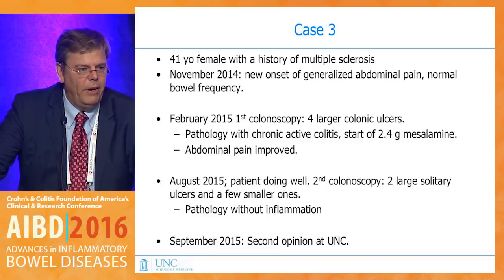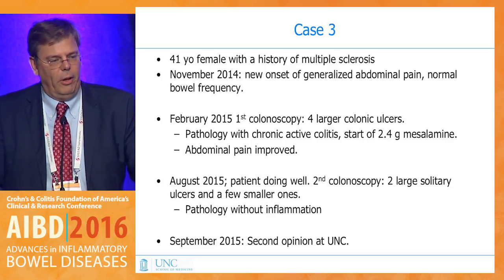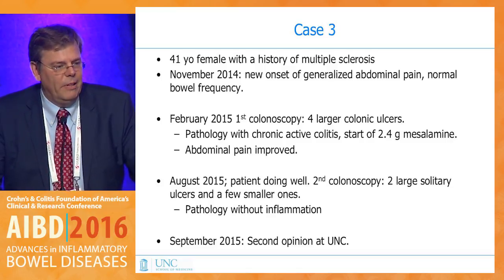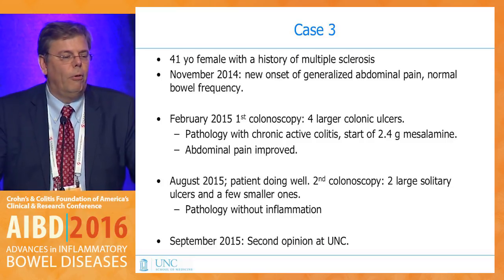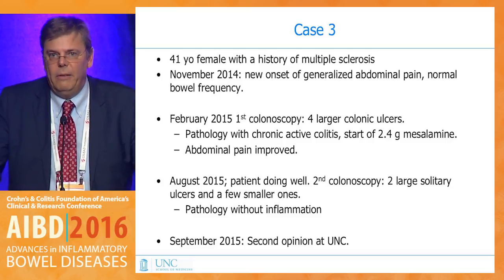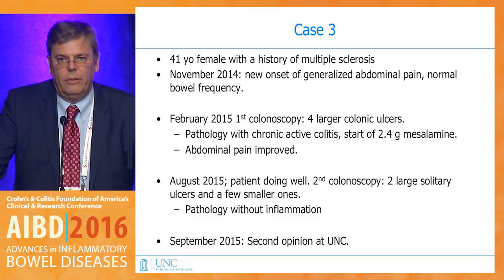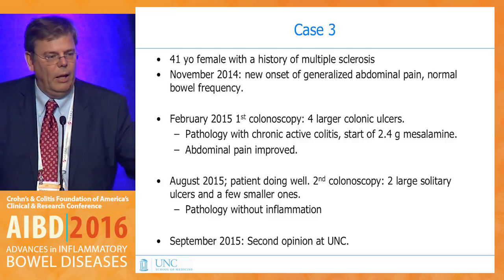This is a 40-year-old female with a history of multiple sclerosis. In November 2014, she had a new onset of generalized abdominal pain, with normal bowel frequency. She then underwent a colonoscopy, which showed four larger colonic ulcers, but they were scattered throughout the colon, these four single ulcers.